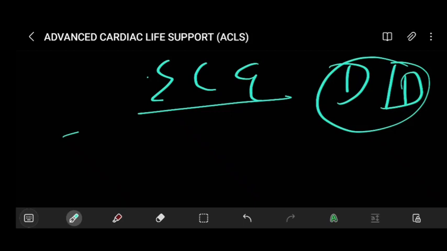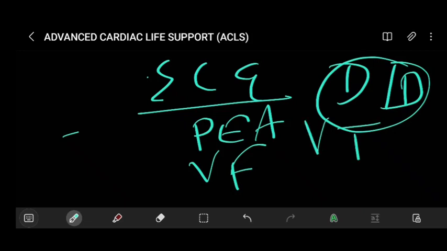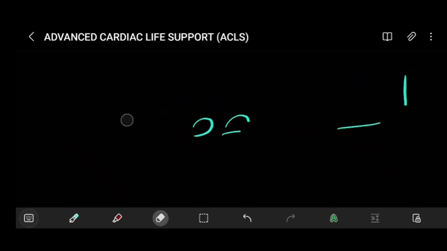Like I have said in the previous video, whether it is pulseless electrical activity, ventricular fibrillation, ventricular tachycardia, or asystole, you have to differentiate between these, and you also have to consider some reversible conditions, and then proceed accordingly.